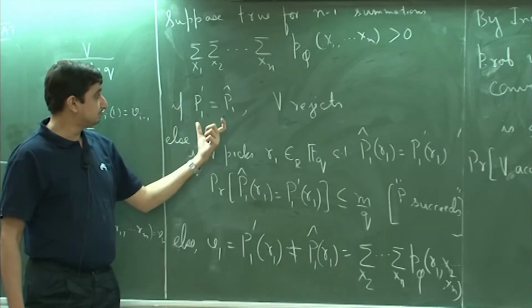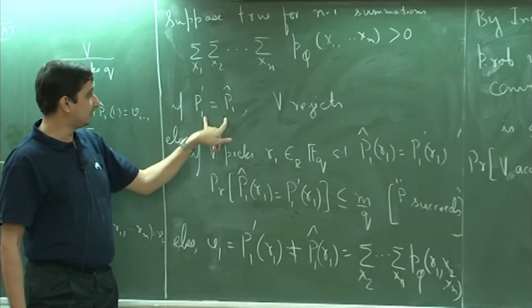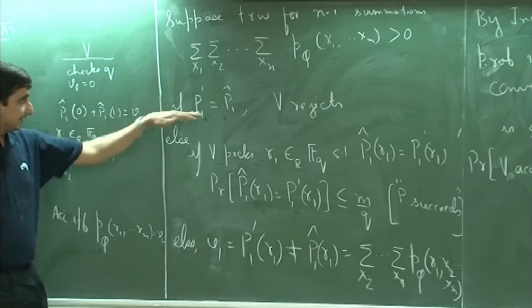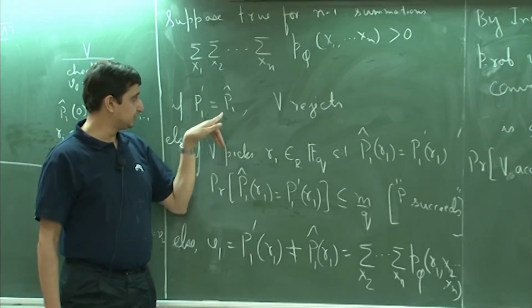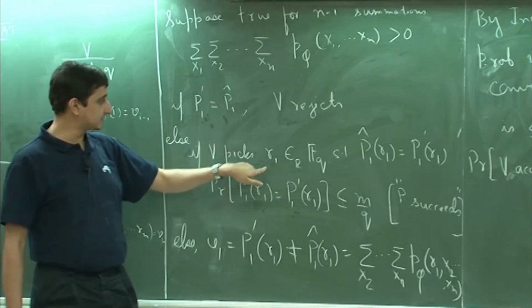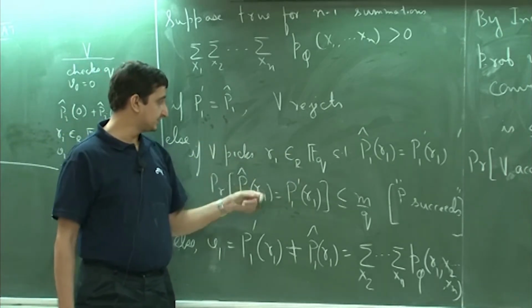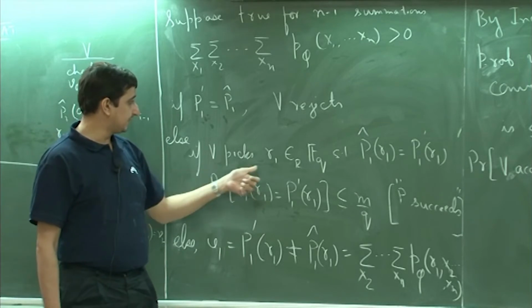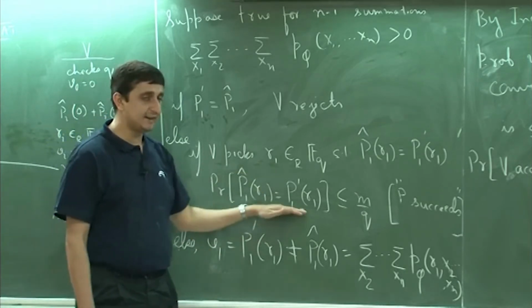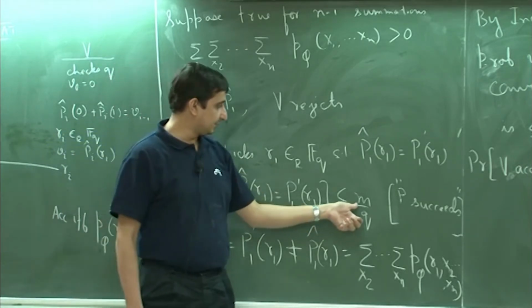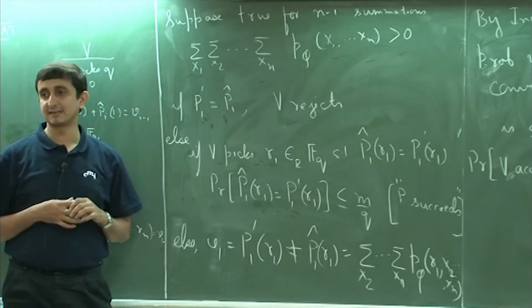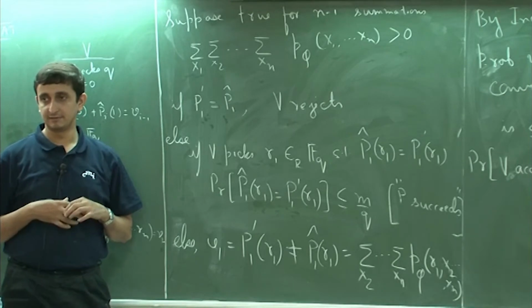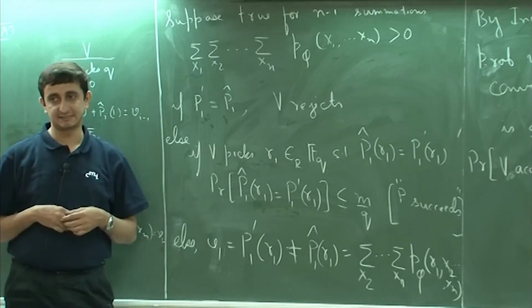So, if these two polynomials are the same, then it is easy. If these two polynomials are not the same, then we know that they can agree on at most m points. So, if the verifier picks a point on which they agree, that can happen with probability m by q, and here we claim that the prover has succeeded at least in this iteration. So the thing moves on to the next iteration.